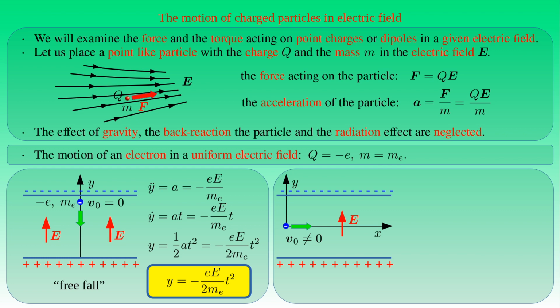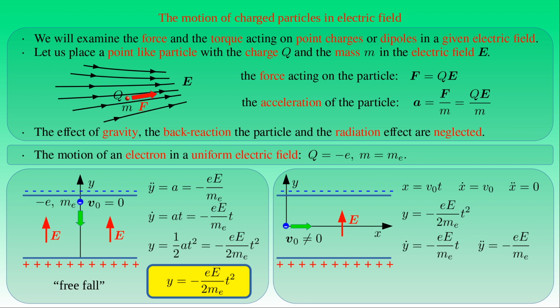Then the position of the electron in the x direction is given by the initial velocity v0 times the time t, its time derivative is equal to the constant initial velocity v0, and its second-order time derivative vanishes, indicating that the electron has a uniform rectilinear motion in the direction of the x-axis. At the same time, the y-coordinate of the moving charge carrier is still equal to minus small e times capital E over 2 times me, times t squared, with the time derivative minus small e times capital E over me, times t, and the second-order time derivative minus small e times capital E over me, indicating that the electron has a uniformly accelerating motion in the direction of the y-axis.